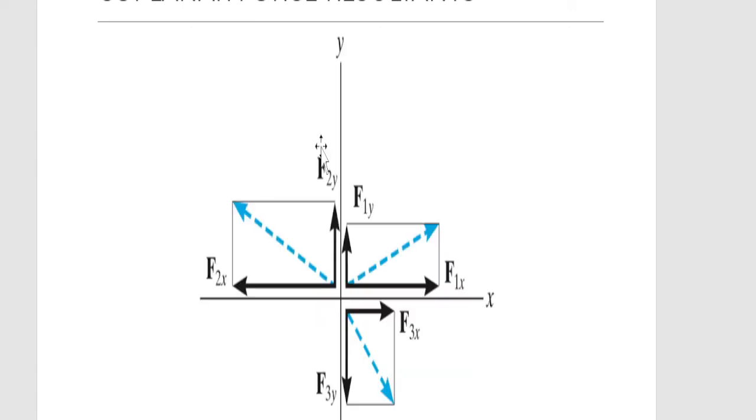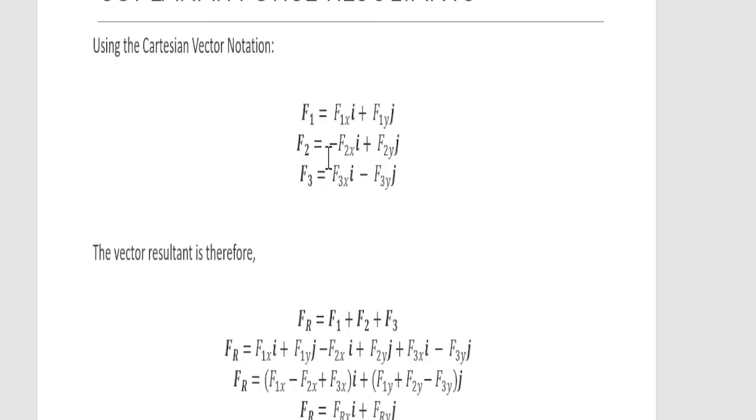because for F2 here you can see the negative sign, because you can see which quadrant it is. In the first quadrant, y and x both are positive. In the second quadrant, x is negative, y is positive. In the third quadrant, both x and y components are negative, while in the fourth quadrant, x is positive, y is negative. So that's why in the second quadrant, F2 is negative F2x i plus F2y j.